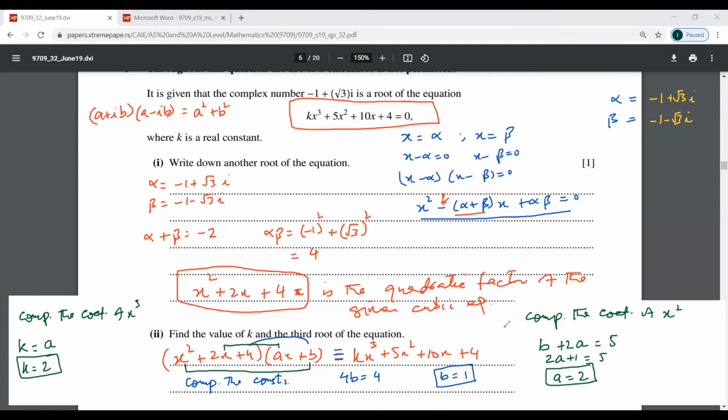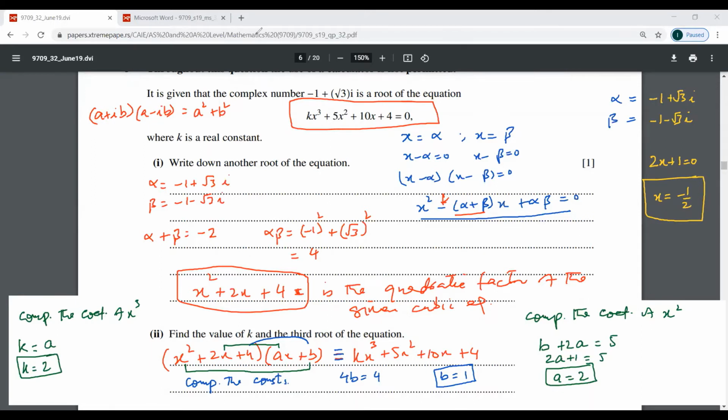So through the same working, we have got both the values. We have got the value of k, which is 2, and we have got the third root of this equation. In fact, the third linear factor, which is going to be 2x plus 1. Okay, let me write it here. 2x plus 1 is the third linear factor. So if you put that equal to 0, you get the third root of this equation, that is x equal to minus half. So there was a lot of working to reach this conclusion.